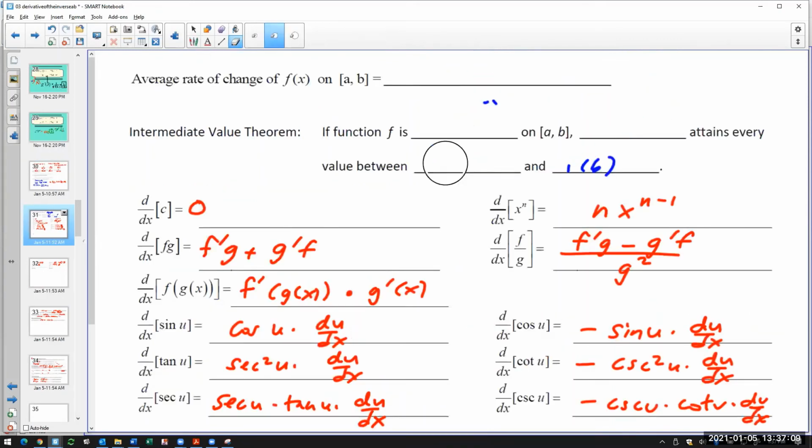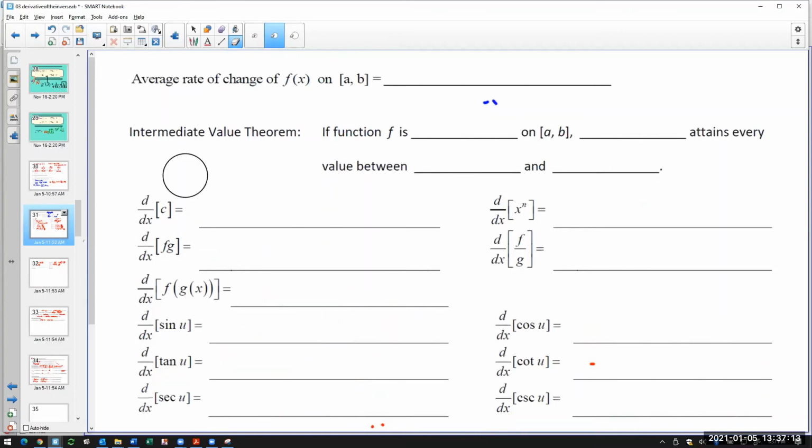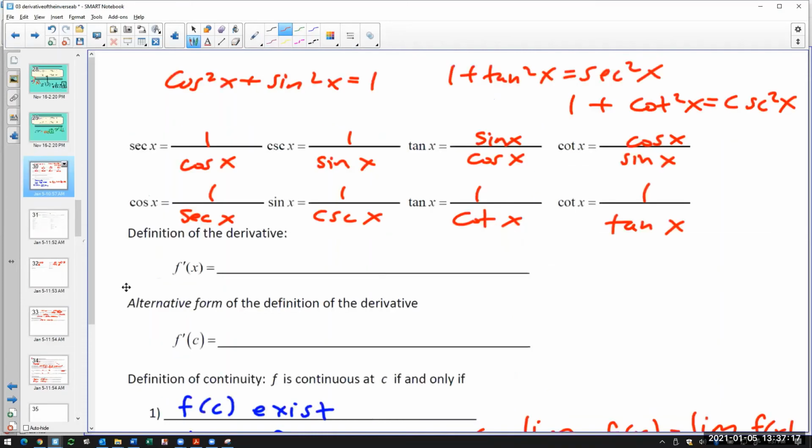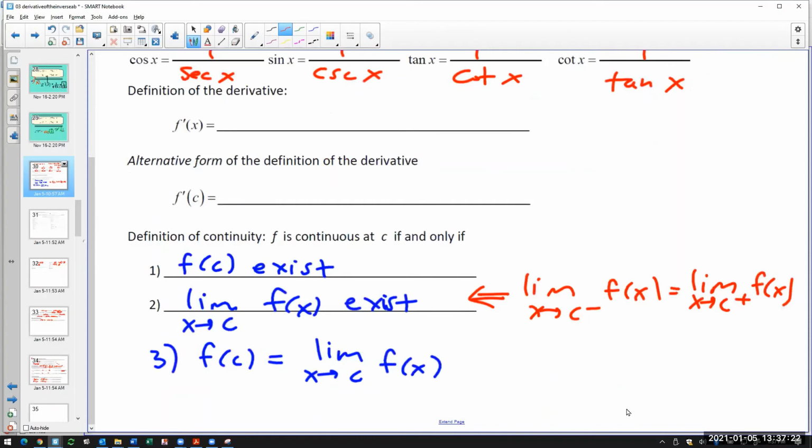Hold on. Average rate of change, guys, is just the slope. Which one do you need? The continuity one? Okay, definition of continuity. You're good, Colton? Okay. Emily, you're good?